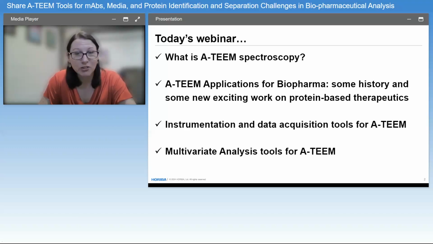Instrumentation and data acquisition tools for A-TEEM. So I'll talk about what we have at HORIBA and the data acquisition software that we have as well. And last, I'll present a new multivariate analysis software that has a guided workflow for analyzing A-TEEM data specifically.